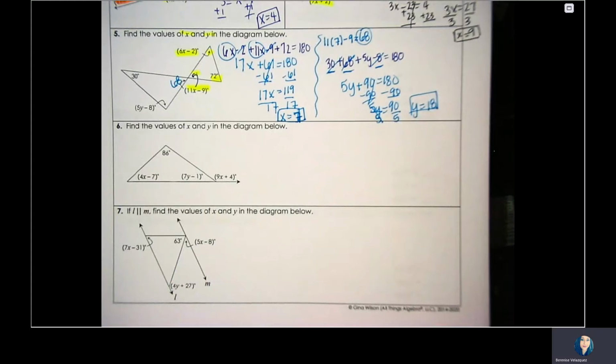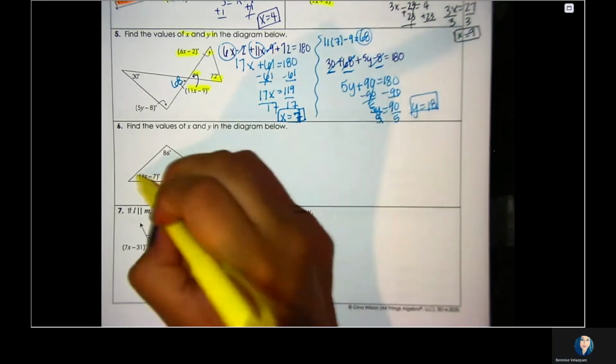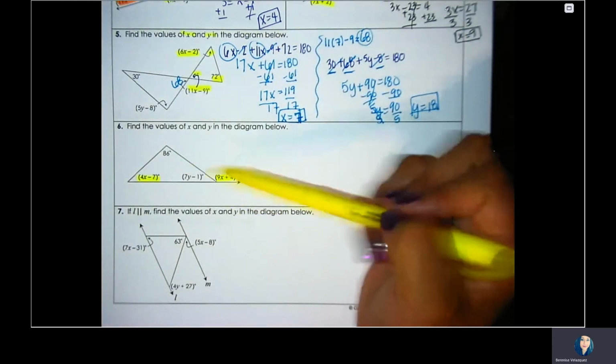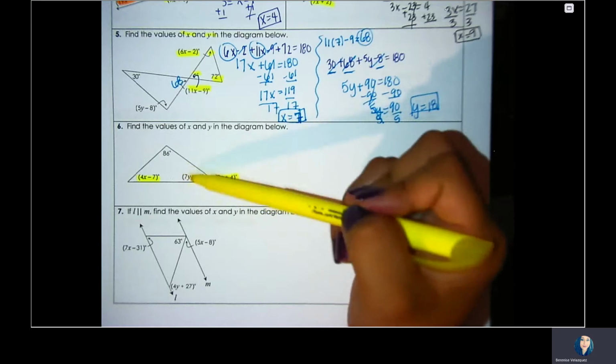Okay, so there's that one. Now we're going to move on to the next one. This next one has an exterior angle in it. It has a y and it has an x. I'm going to highlight the x's. Because these two have x's in them, I can't work with this one here. So it's like this one doesn't even exist. Don't even think about that one.